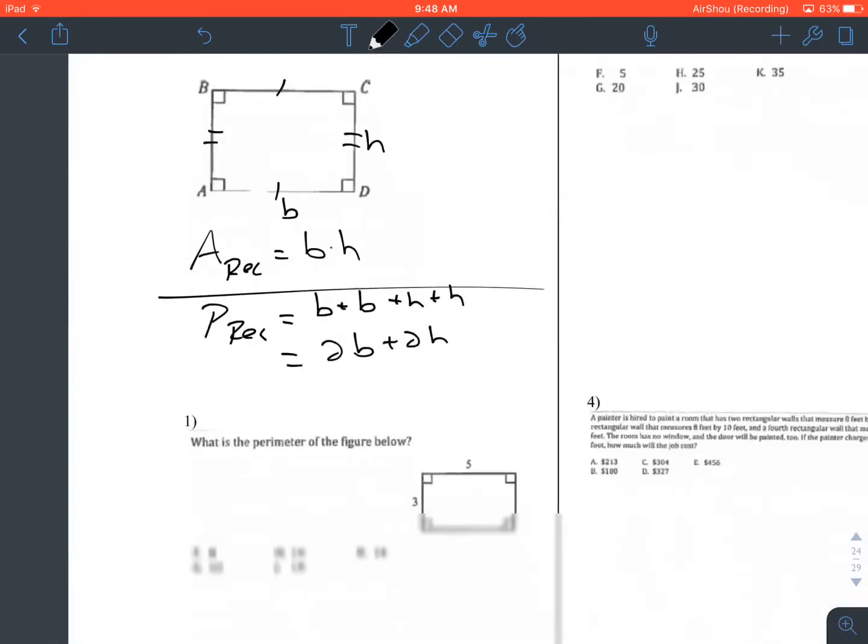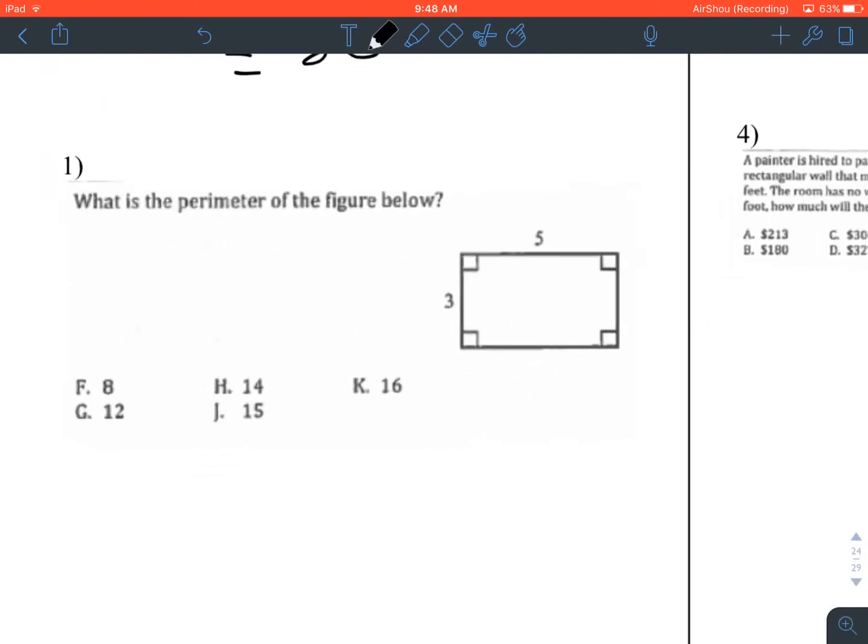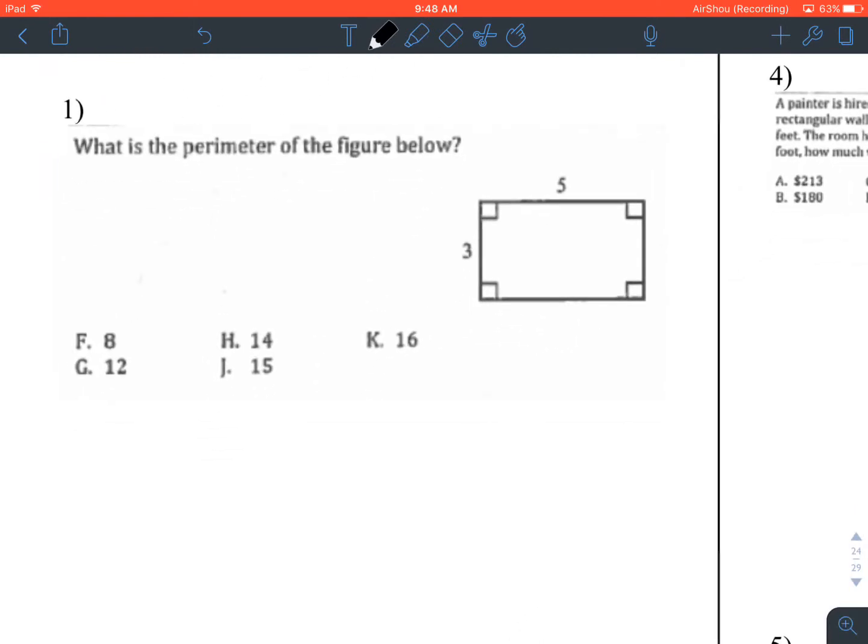Area and perimeter. Question 1, what is the perimeter of this figure? Well, it's a rectangle, so opposite sides are the same. If that's 5, this is 5. This side's 3, this is 3. So the perimeter is going to be 5 and 5, which is 10, 3 and 3, which is 6, 10 and 6 is 16.